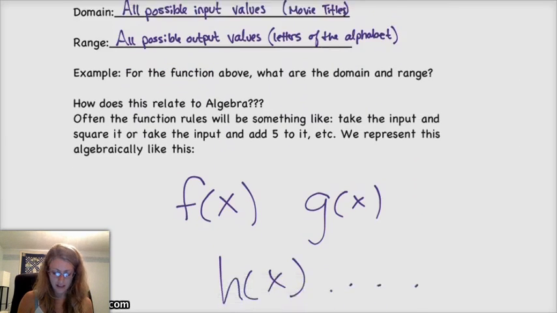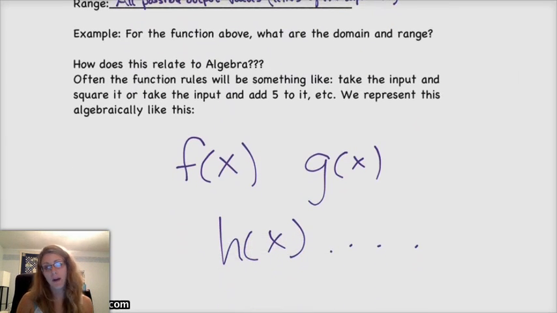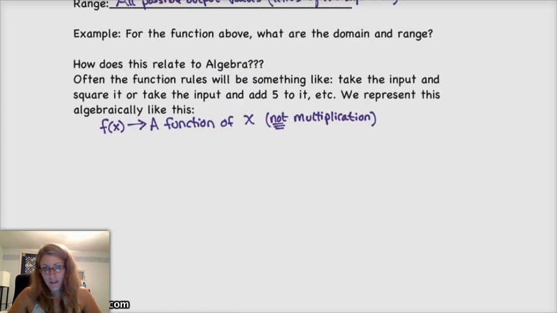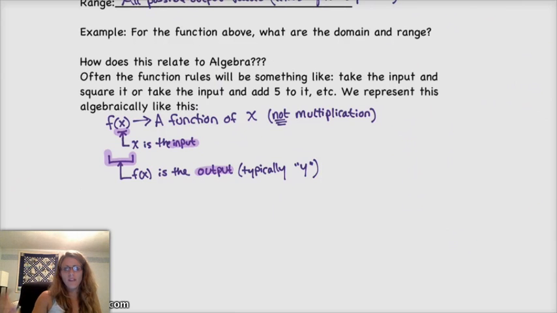Okay, but here's the problem. A lot of times people multiply the x to the function, which is not the case, right? This is f of x, which means a function of x, where x is your input and f of x is your output. Typically, that's y, right? So there you go. X is the input, f of x is the output.